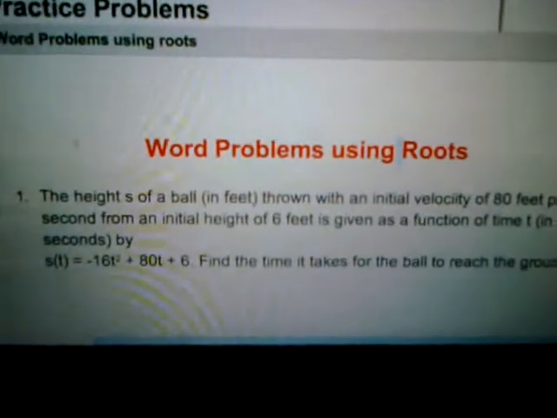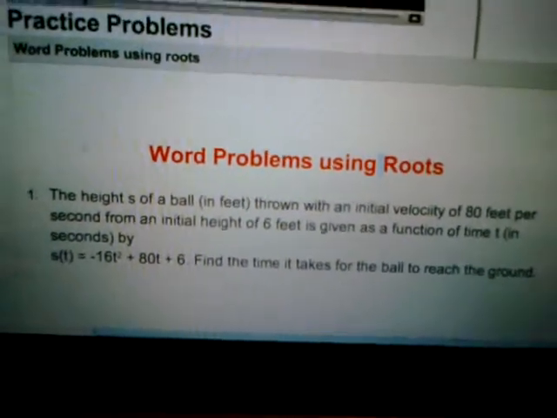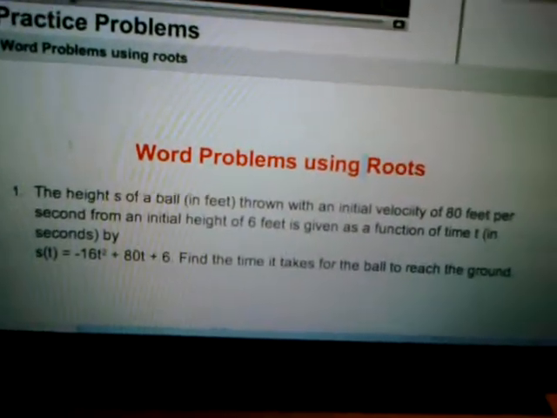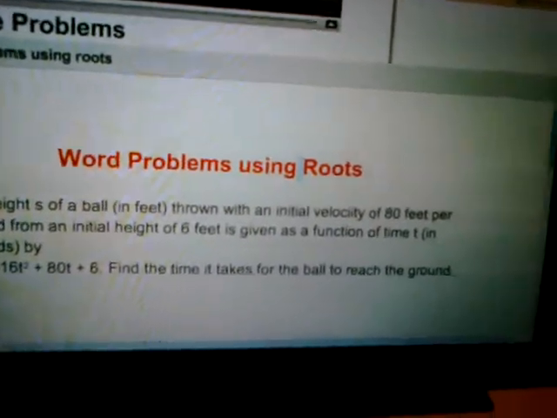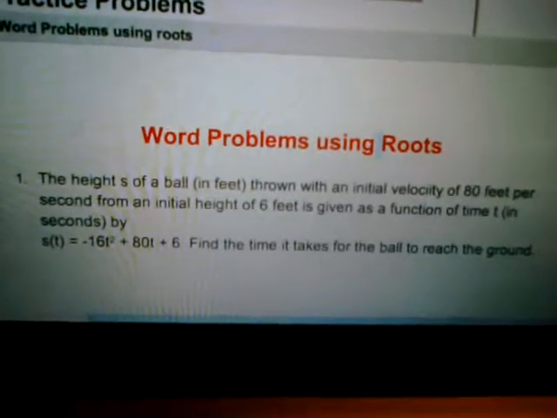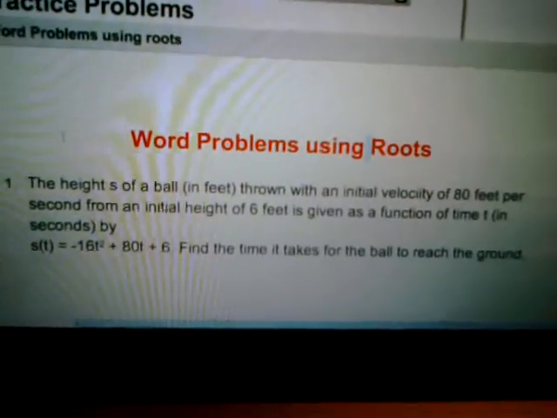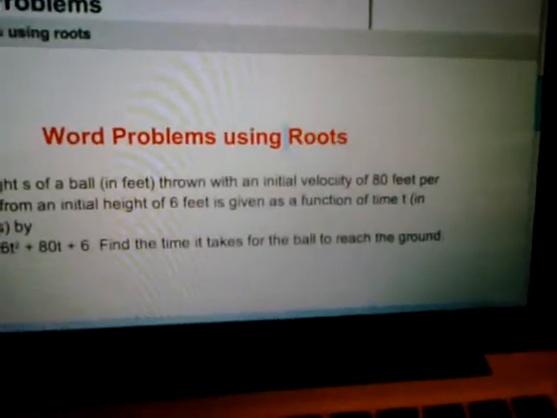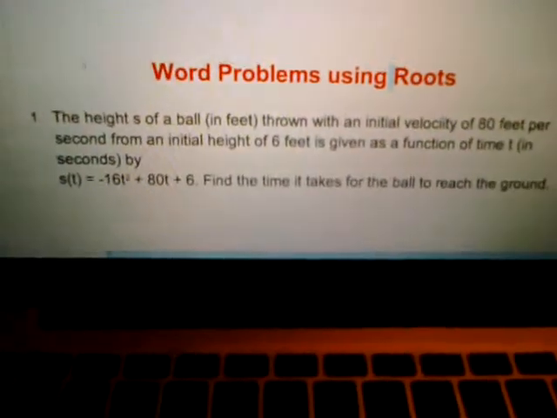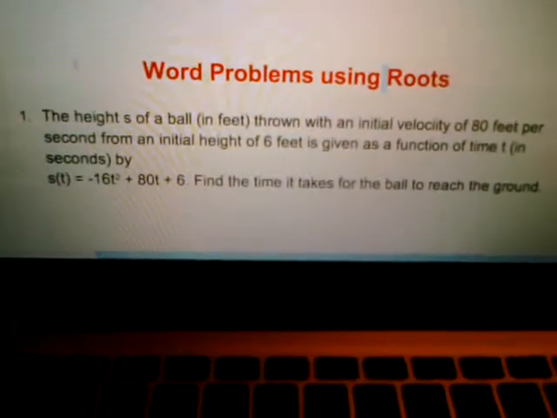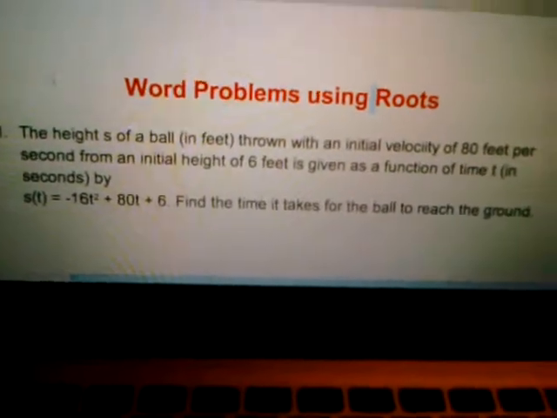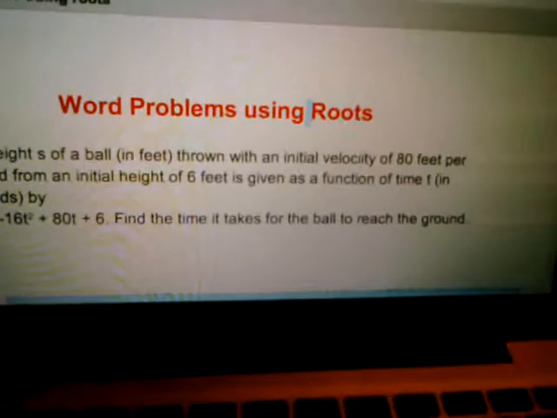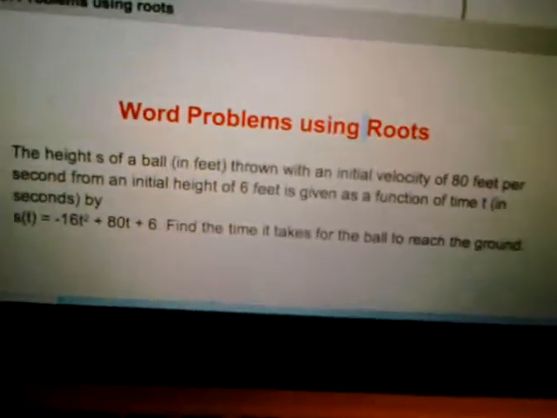All right, the first thing I want to do is number one, and I'll read it off the screen. The height S of a ball in feet, and that in feet is very important, is thrown with an initial velocity of 80 feet per second from an initial height of 6 feet, is given as a function of time t in seconds by S of t equals negative 16t squared plus 80t plus 6. Find the time it takes for the ball to reach the ground.